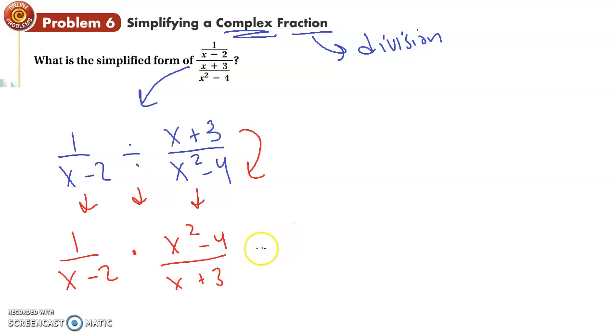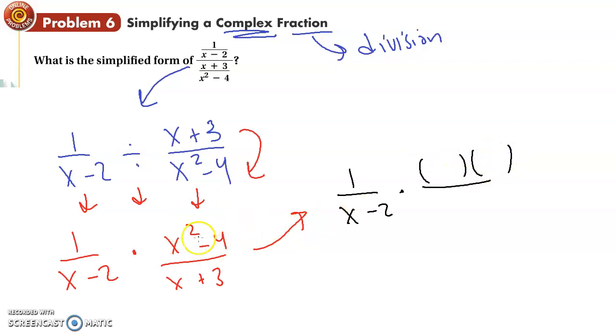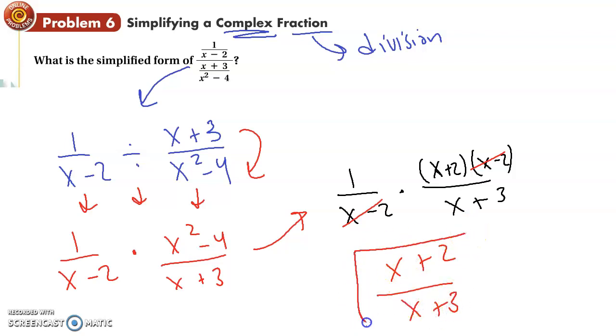Now the good news is when I try to factor this guy out completely, most of it stays the same. 1 over x minus 2 can't change, but on the top we have a difference of squares. Difference of squares makes conjugate pairs, and I would have x plus 2, x minus 2 over x plus 3. Can anything cross cancel? Yeah, and I get x plus 2 over x plus 3 as my final reduced answer.